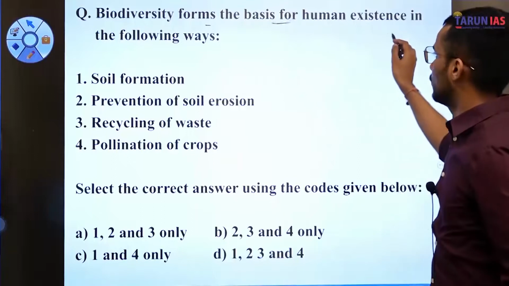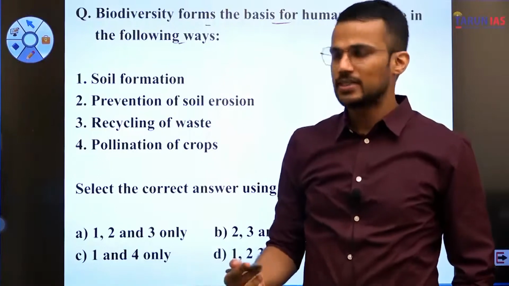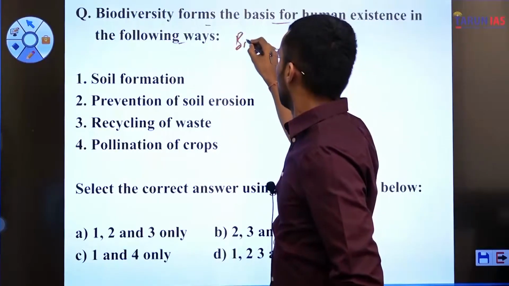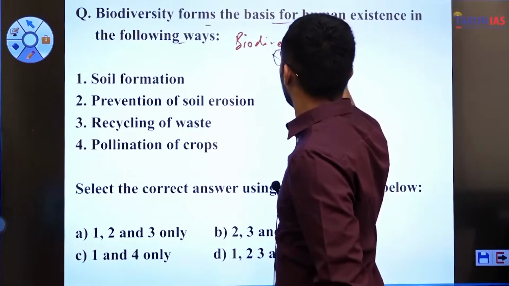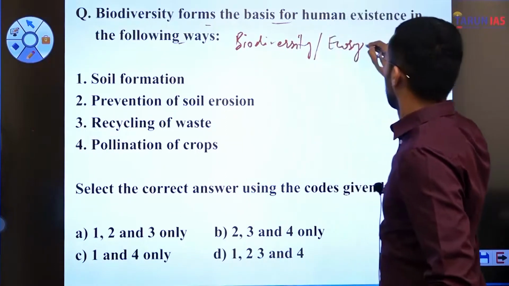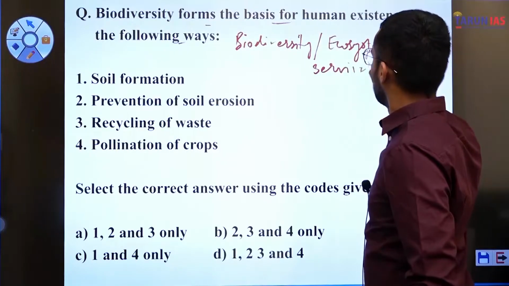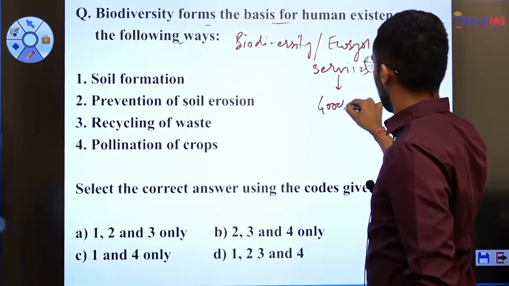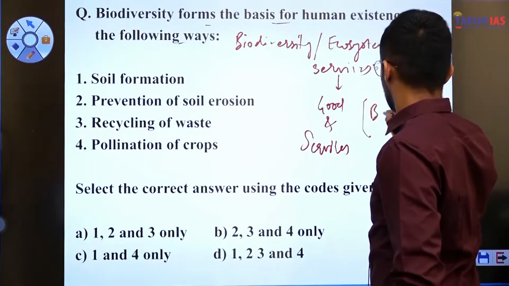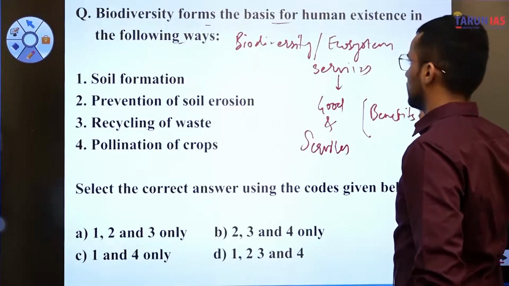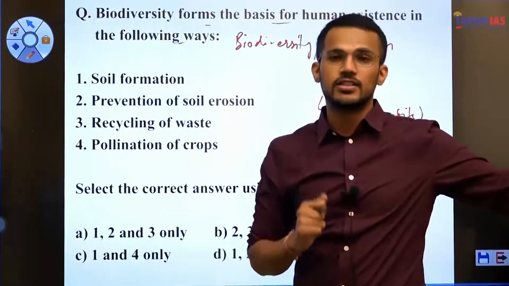Biodiversity forms the basis for human existence in the following ways. So basically this question is about biodiversity or ecosystem services. So what kind of goods and services or what kind of benefits do we receive from these different forms of biodiversity? That is the question, right?